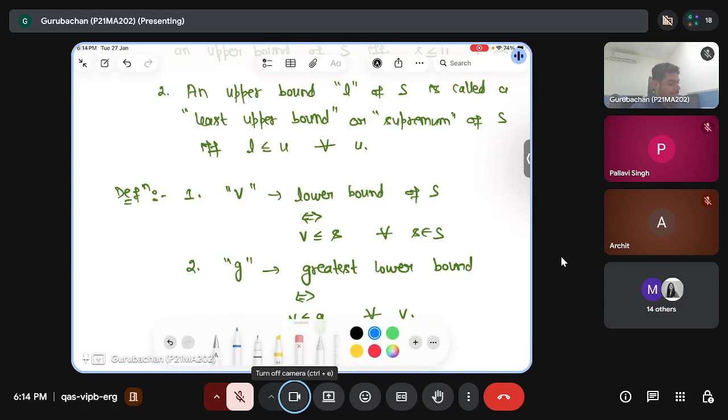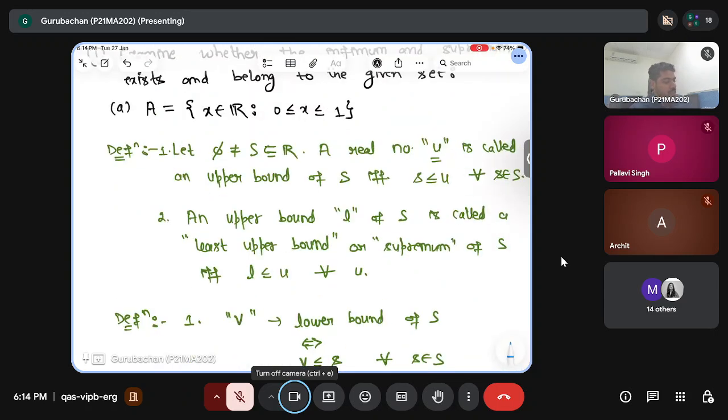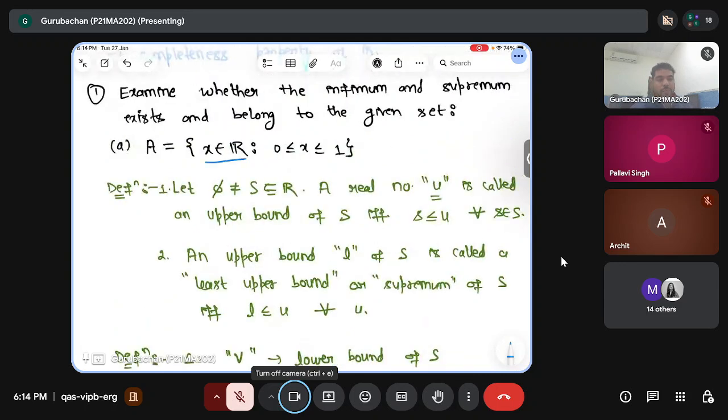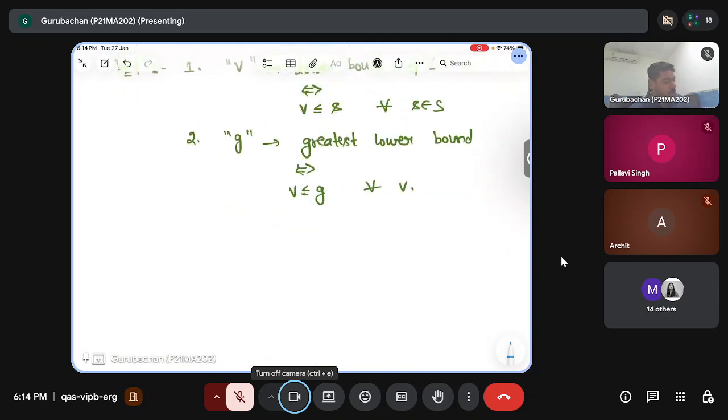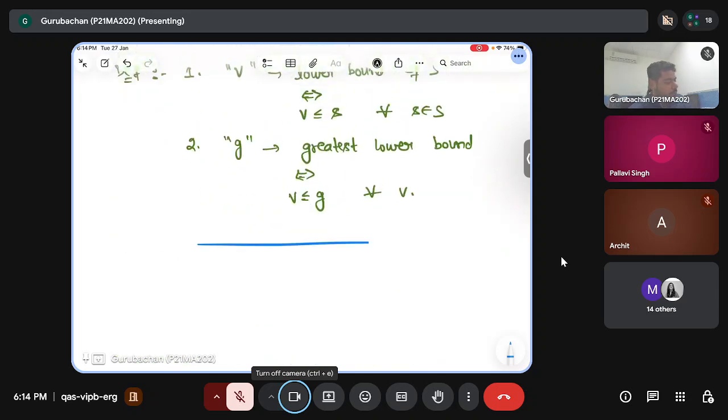Now let us apply this to the given example. We have given this set, for all x belonging to R, x must lie between 0 and 1. So if you write it in interval form, this will be nothing but the closed interval 0 to 1. So if you draw it on the number line, this is your 0 and this is your 1. So this is your interval, this whole.